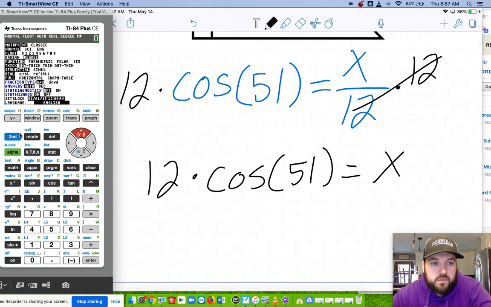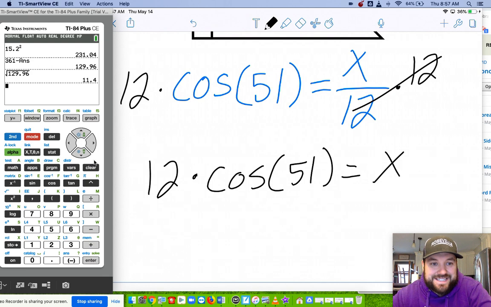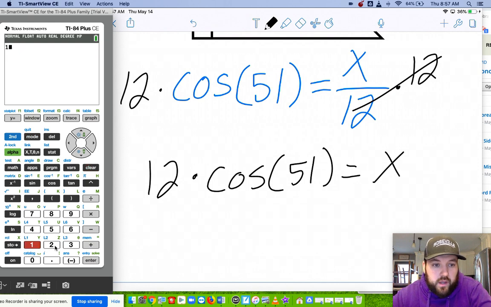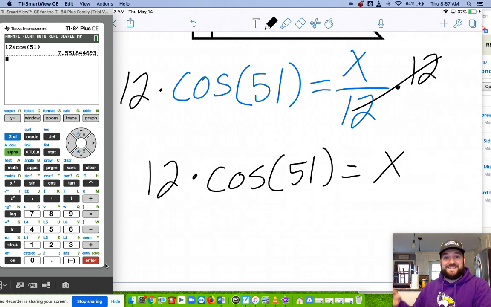Now I'm going to quit, which is right above mode, so second mode. Now I'm going to type in 12 times cosine. Sine, cosine, and tangent are all right above the parentheses. So cosine, and then the angle that I'm given is 51. Then I'm going to close off the parentheses and hit enter. Now that is the length of side x, okay?